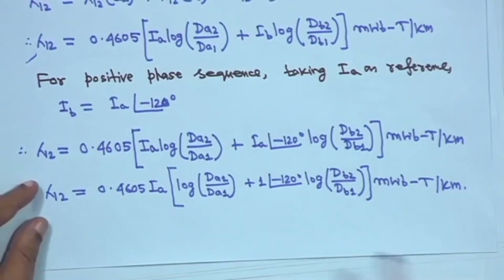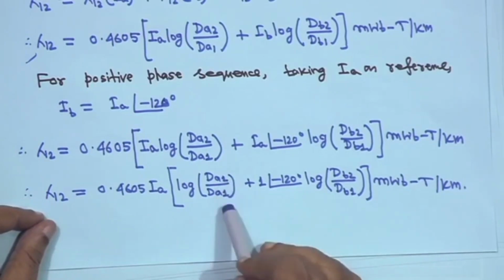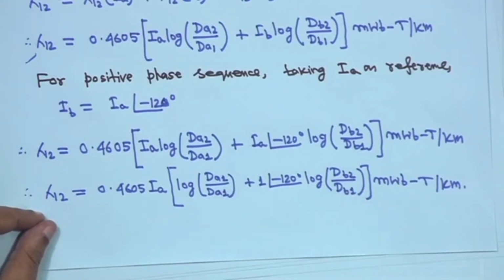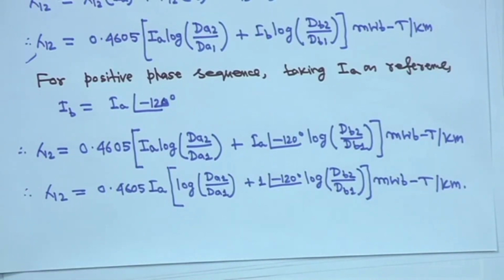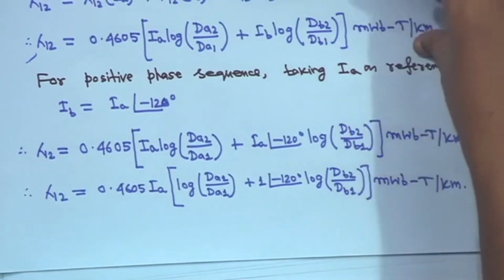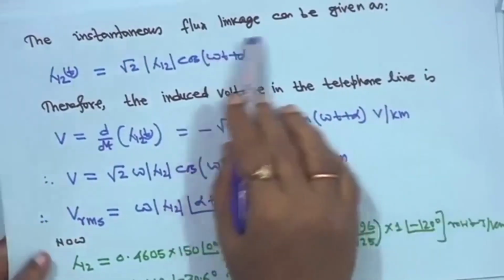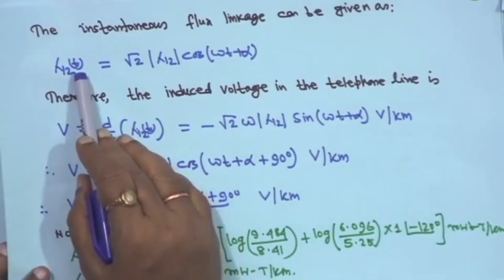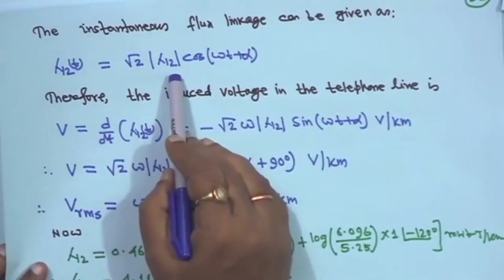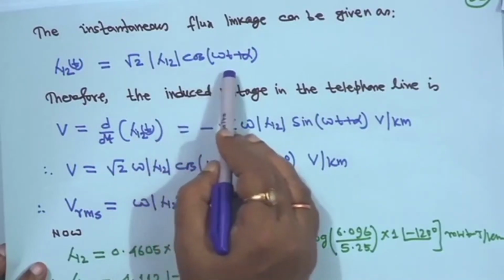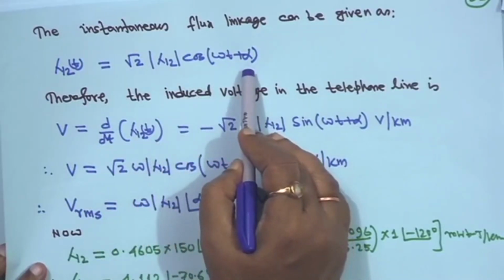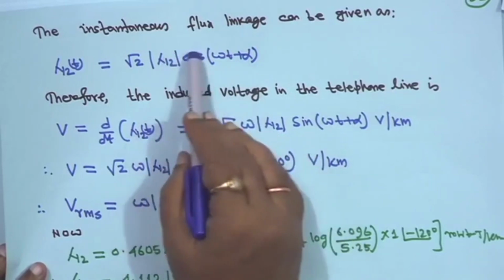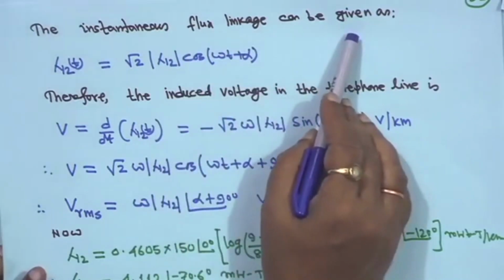So, this is the expression, although the distances dA2, dA1, dB2, dB1 are all known to you, right. Next, the instantaneous flux linkage can be given as lambda 1 2 of t equal to root 2 times mod of lambda 1 2 cosine omega t plus alpha. You assume this, that the instantaneous flux linkage can be given as such.